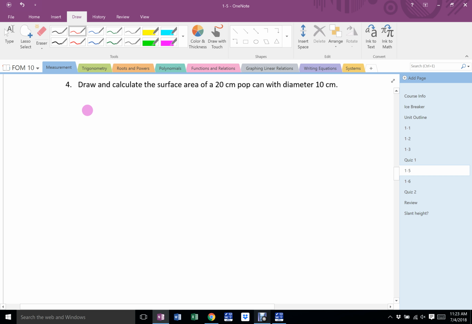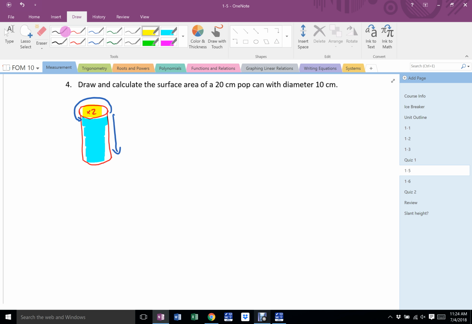Pop can. A pop can has a circle on the top. Then it's got sides. And then what's on the bottom? Another circle. So, if I'm doing the surface area, how many of those circles are there? 2. Times 2. And then there's the sides. And the sides are just what? They're just a rectangle. Except that rectangle goes all the way around the circle, right?